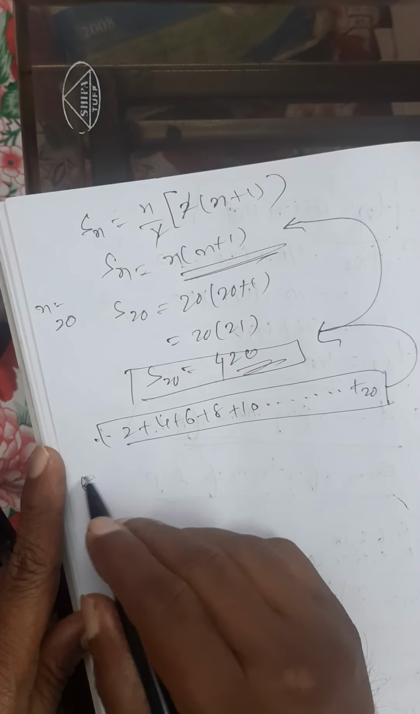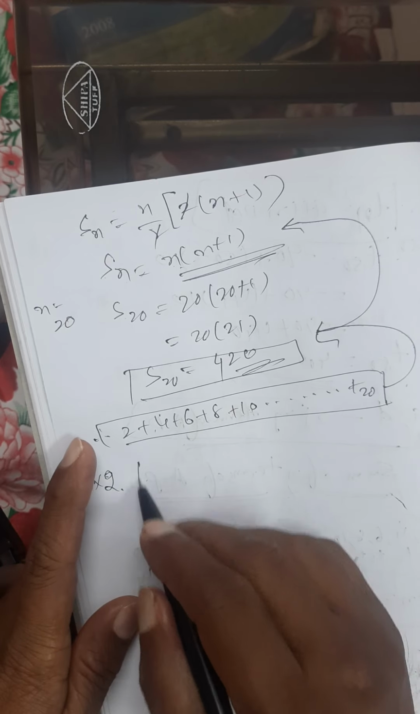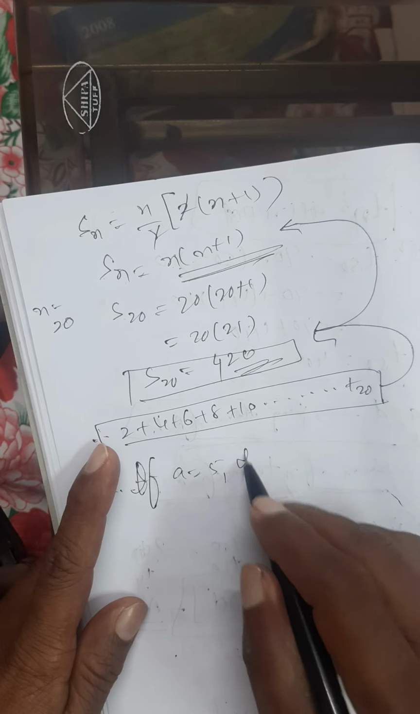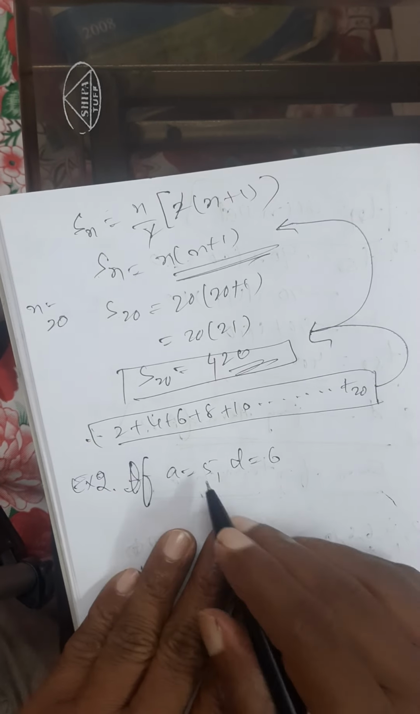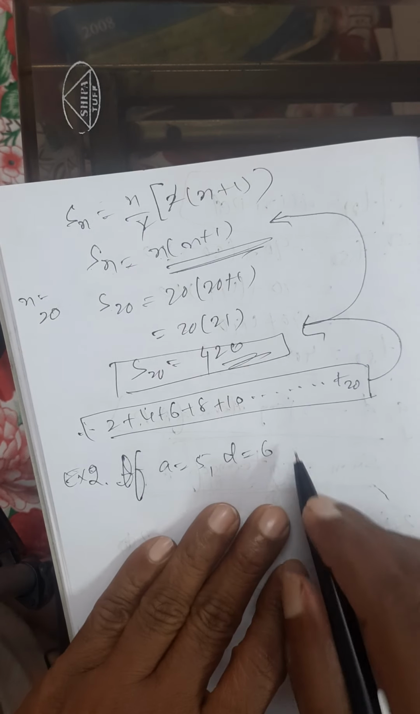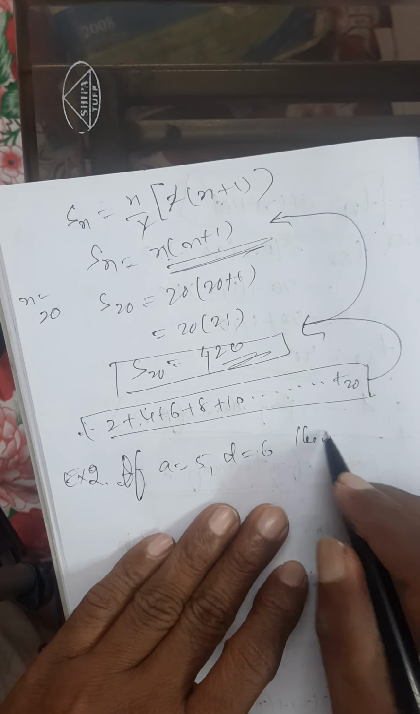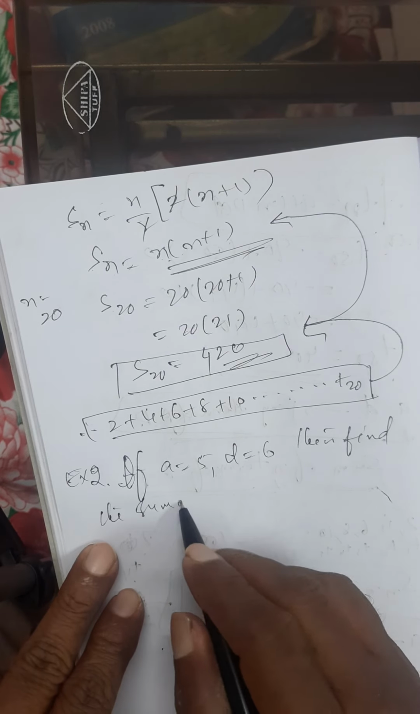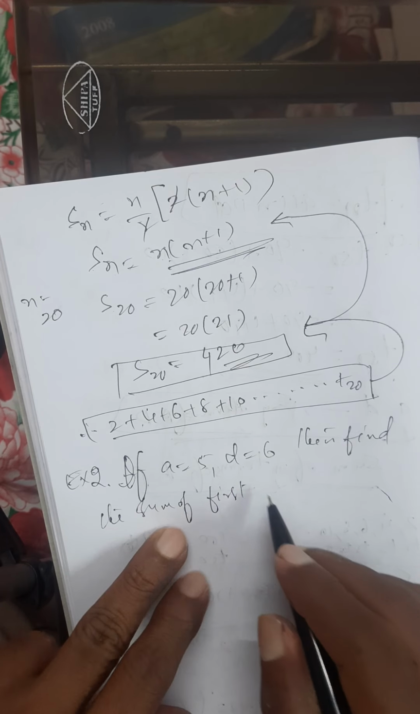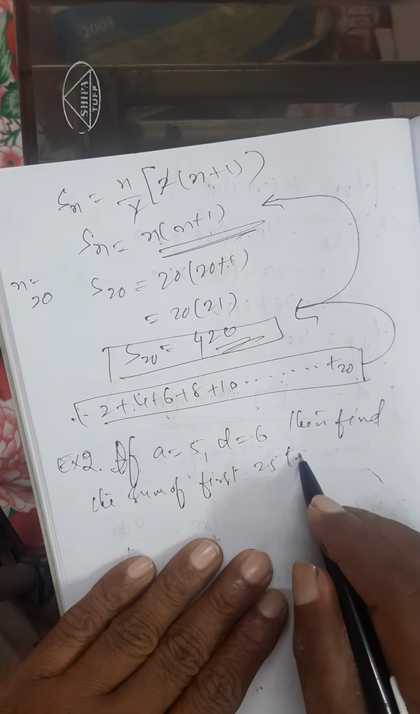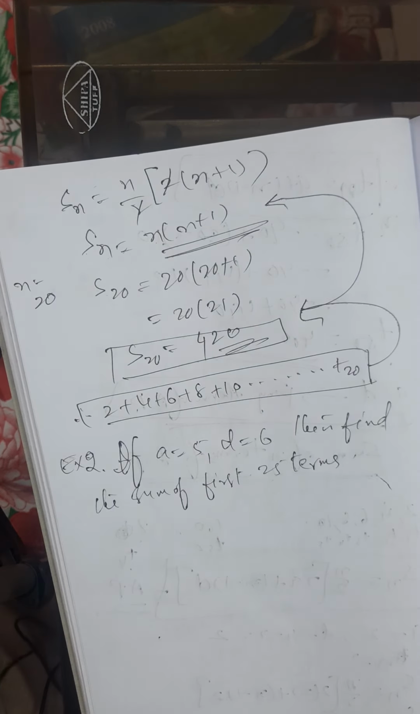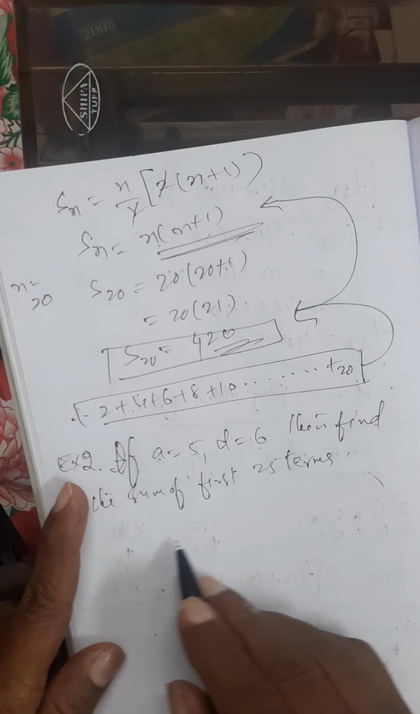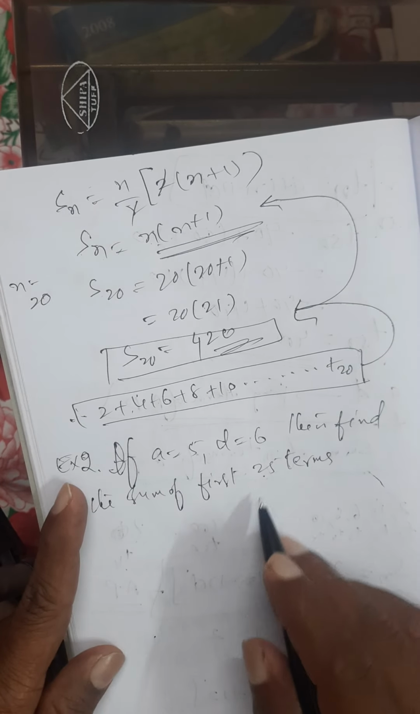Suppose example 2. If a equal to 5, d equal to 6, okay, common difference is 6, first term is 5, then find the sum of first 25 terms. That means this is a sequence, follow it and add all 25 terms of that sequence. You will get the answer.